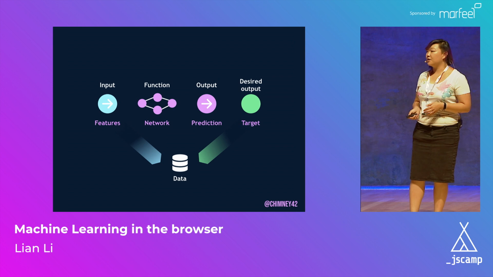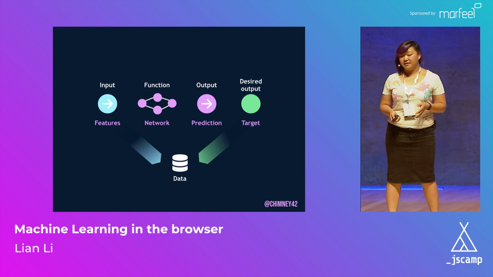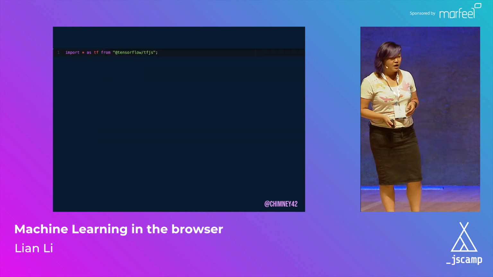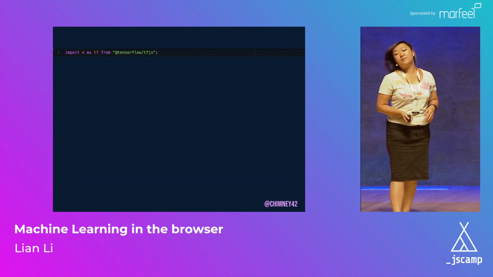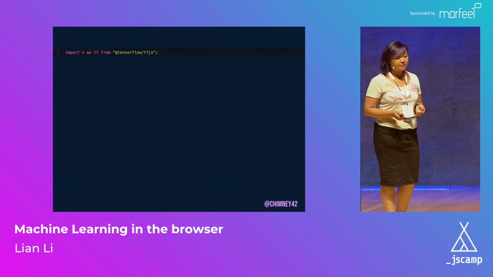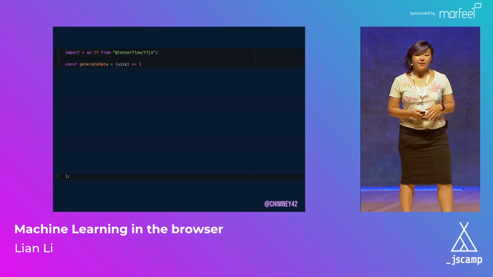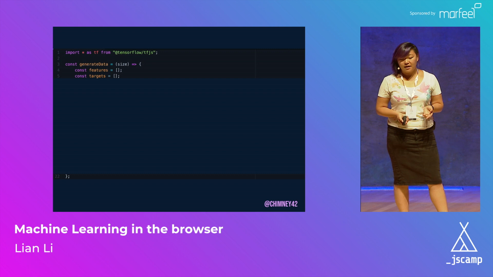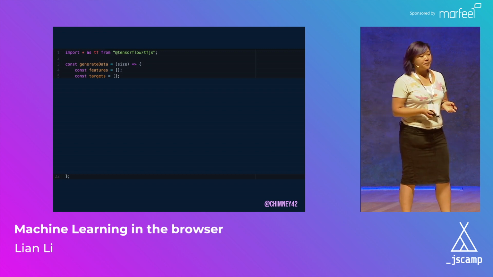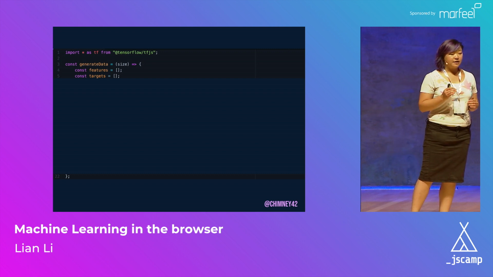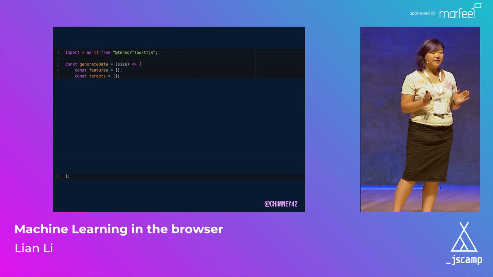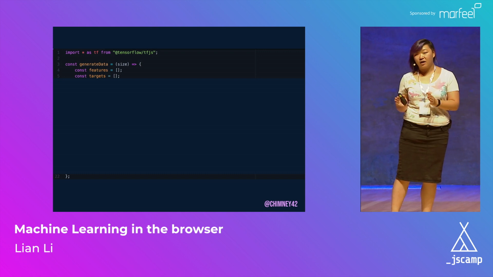Let's look at the code. How would we set up this data in coding terms? We start off by importing the TensorFlow.js library. In this case, I'm generating data at any given size, and we have to initiate two arrays. Those arrays are separate: we have an array with features, and we have an array with targets.